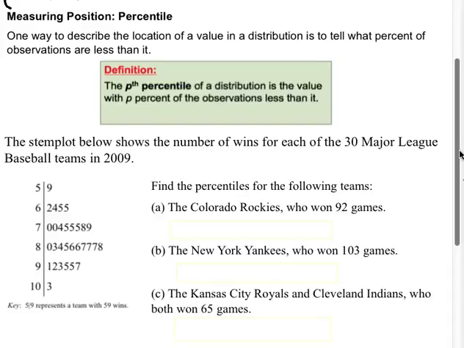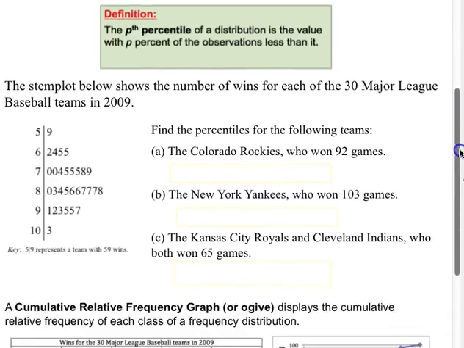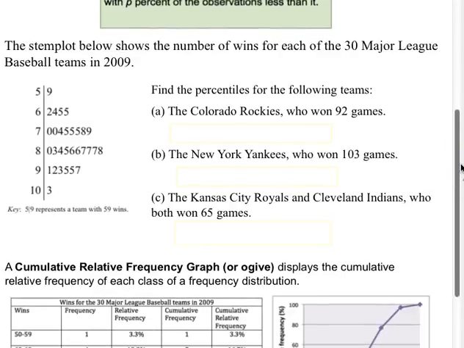So for example, the dotplot below shows the number of wins for each of the 30 Major League Baseball teams in 2009. And it wants us to find the percentile of each of these. So find the percentile of the Colorado Rockies, who won 92 games. All right, so 92 games would be this observation right here. And we're looking for the percent of the distribution that is less than it. So let's count up.